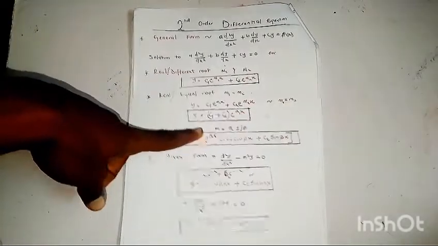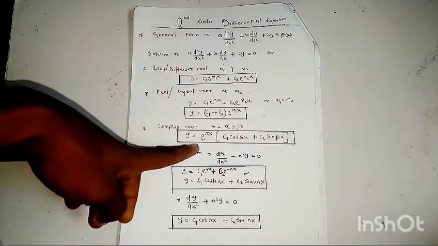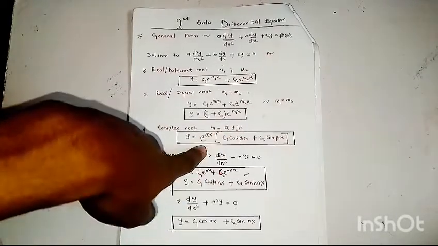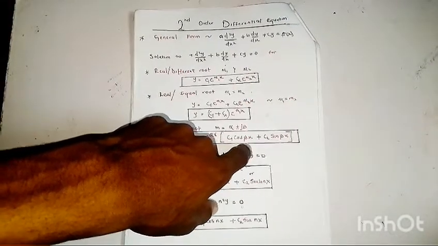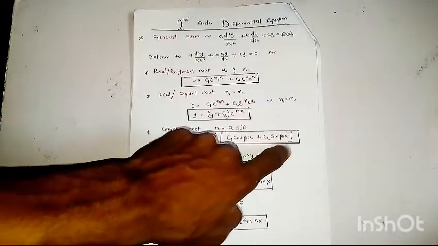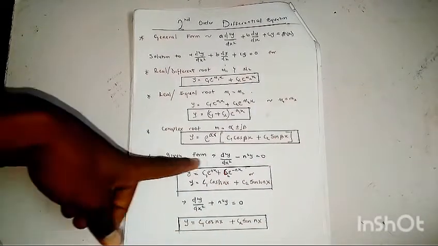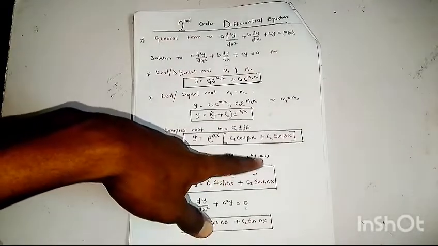Now if you are given a complex root while solving, the solution becomes exponential the real root times x, open bracket, c1, one of the constants, cos the imaginary number times x, plus the second constant times sine the imaginary number times x. Given the form, the second derivative of y with respect to x minus n square y equals 0.